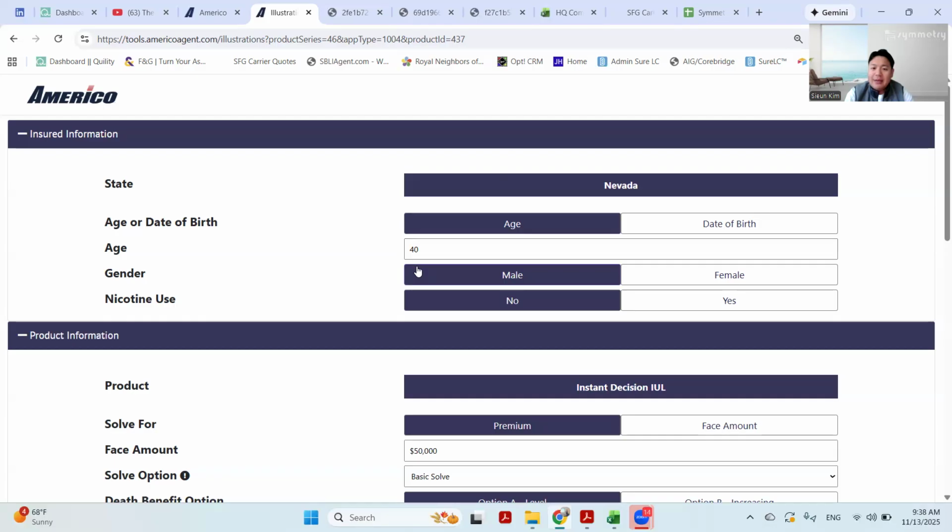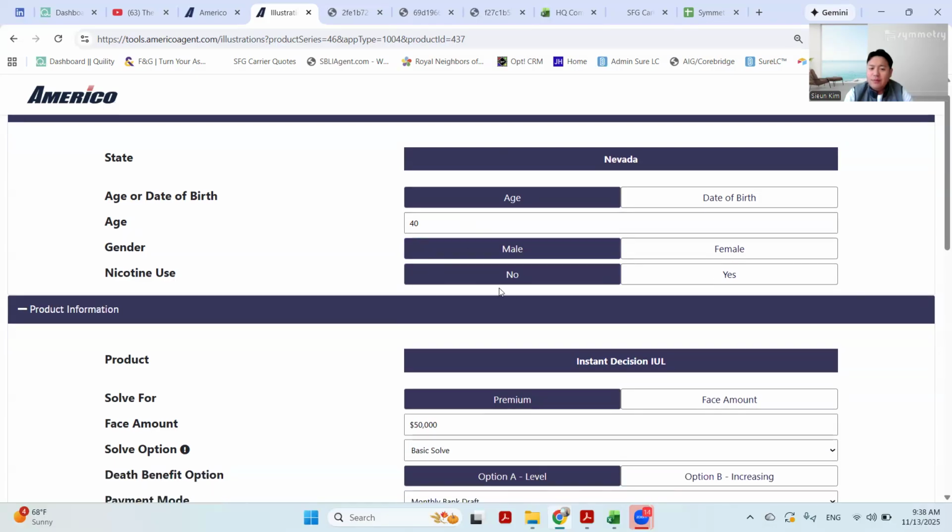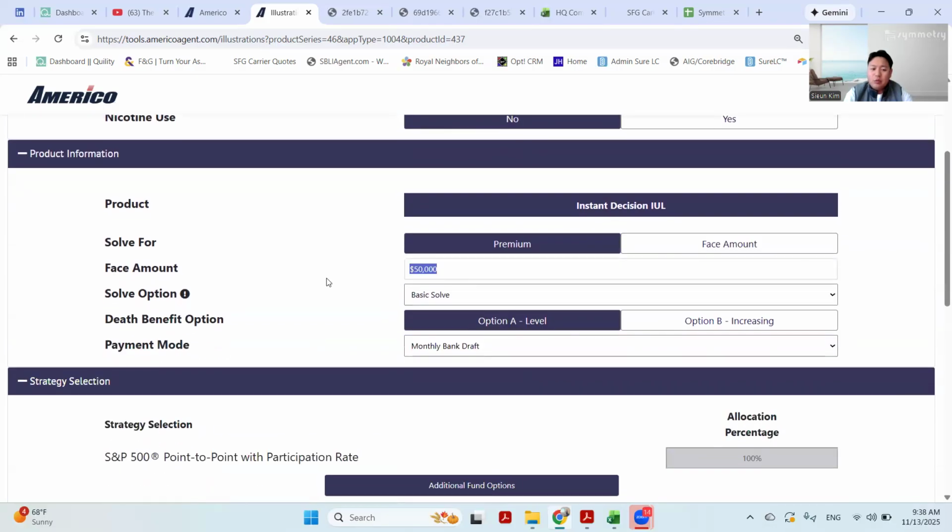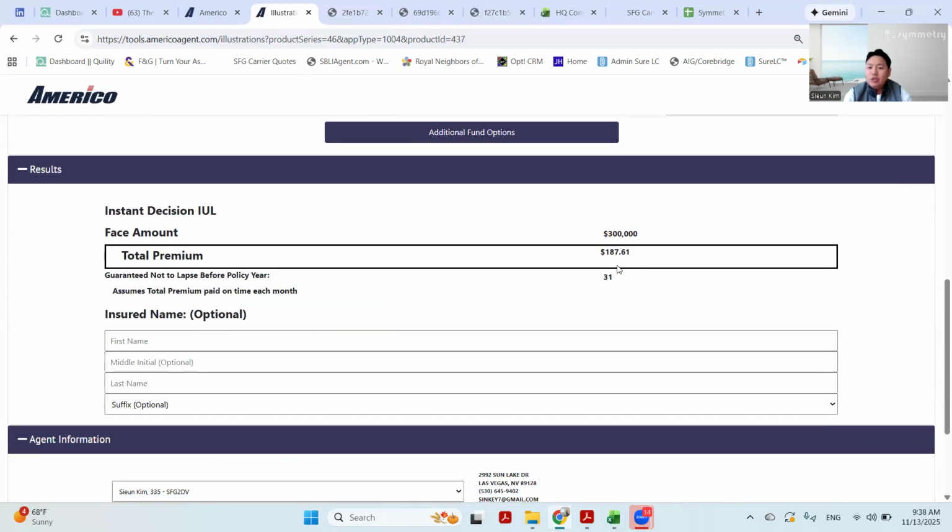And if you take a look at it, let's just do a 40-year-old male, non-tobacco, and let's just use 300,000 since that's what we've been using. 300,000 is how much? 187.61. So do you remember how much it was for a 40-year-old male for 300,000 for a term 100 with living benefits? It was like $134 or so, right?